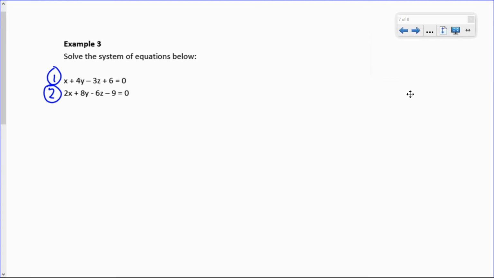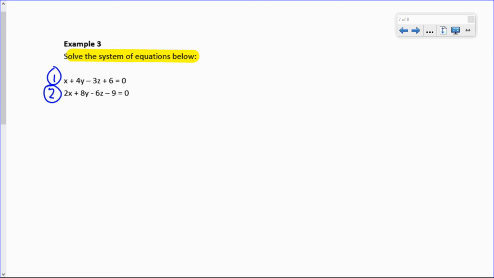Okay, let's look at our next example. I've labeled those equations as 1 and 2. Notice they didn't say anything in the question about finding the intersection. They just said solve the system of equations below. Well, we know that two equations with three unknowns, there's not going to be a unique solution. And we know that because those equations could be represented by planes, and planes can't intersect to give you a single solution, which would be represented by a point.